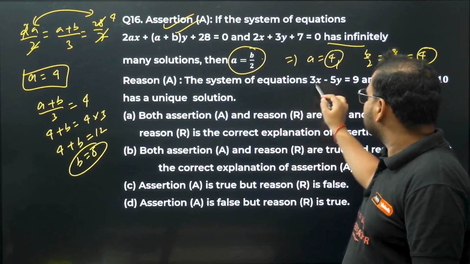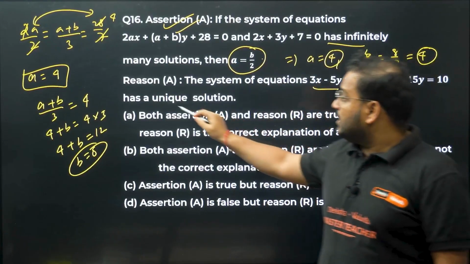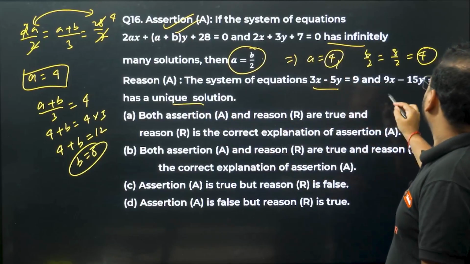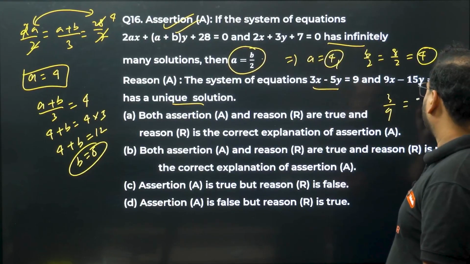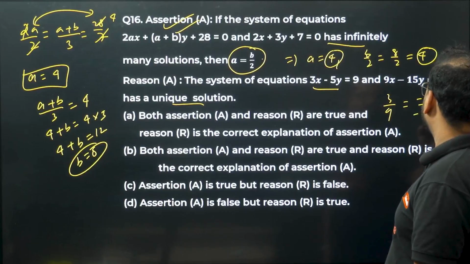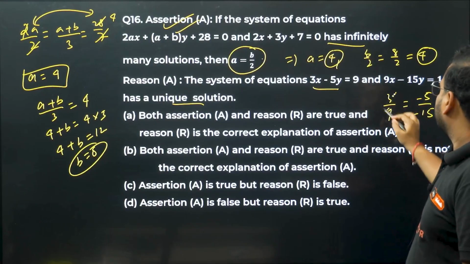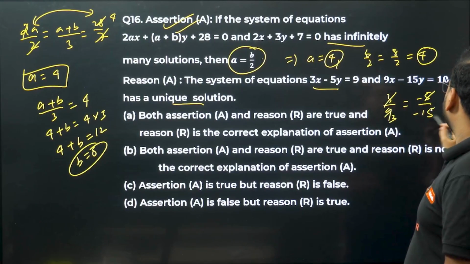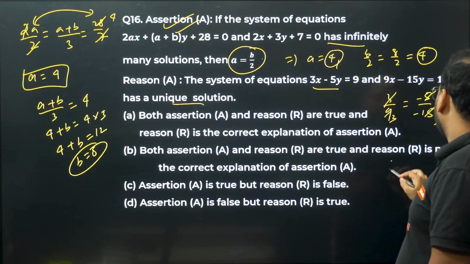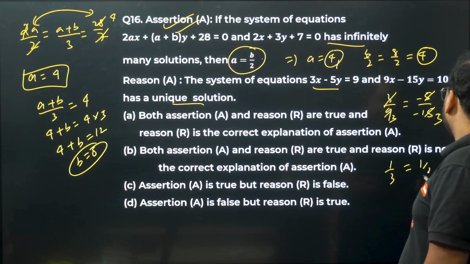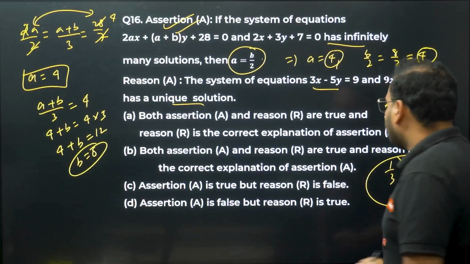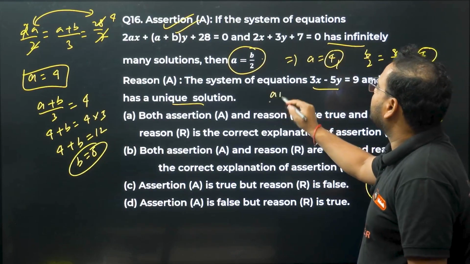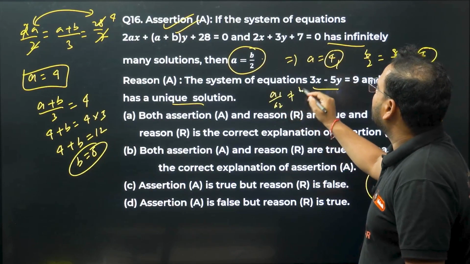The system of equations like this has unique solution. Let's check. 3 upon 9 and we have minus 5 upon minus 15. They're equal, right? This is 3, this is also 3. Actually, what are we getting? We have 1 by 3 equal to 1 by 3. For unique, there should be not equal. Remember, for unique condition, we had A1 by A2 not equal to B1 by B2.